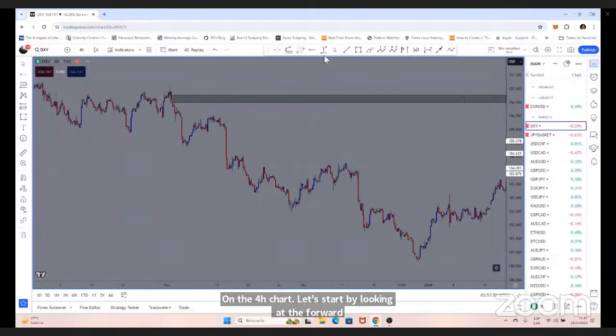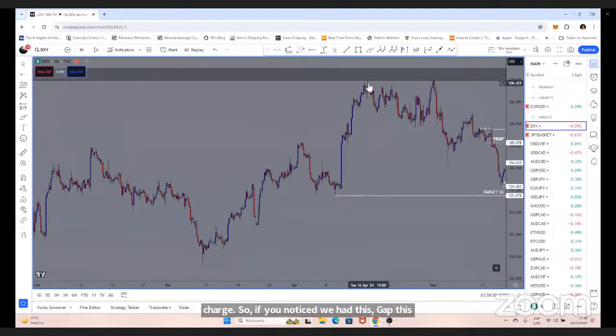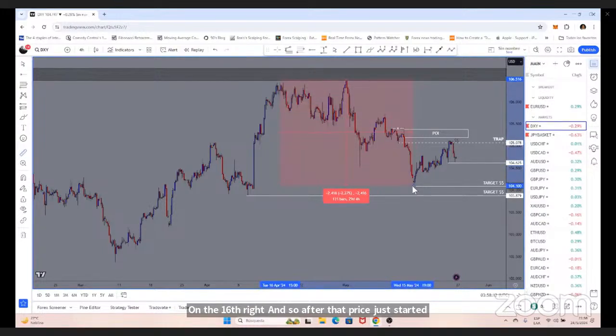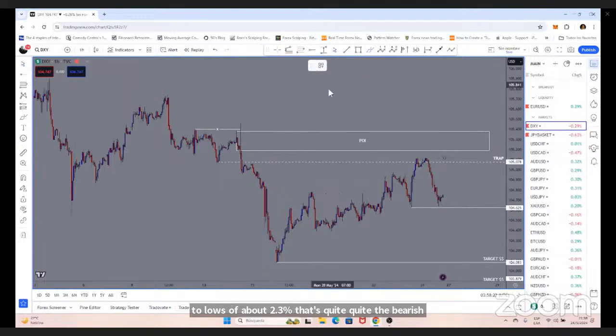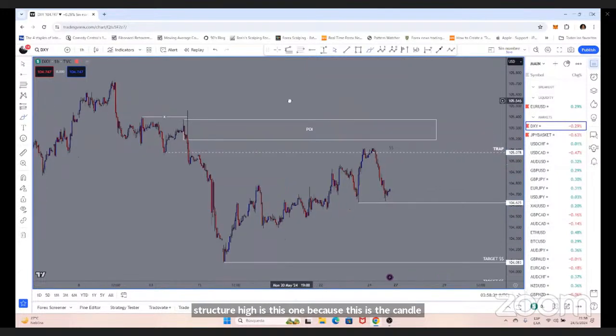So if you notice, we had this gap, this imbalance, this price inefficiency that was filled, right, on the 16th, right? And after that, price just started to tumble. We're looking at a move from high to lows of about 2.3%. That's quite the bearish move. So if we move to the hourly chart, right, my structure high is this one because this is the candle that liquidated these highs, and then this is where sellers started to jump in.